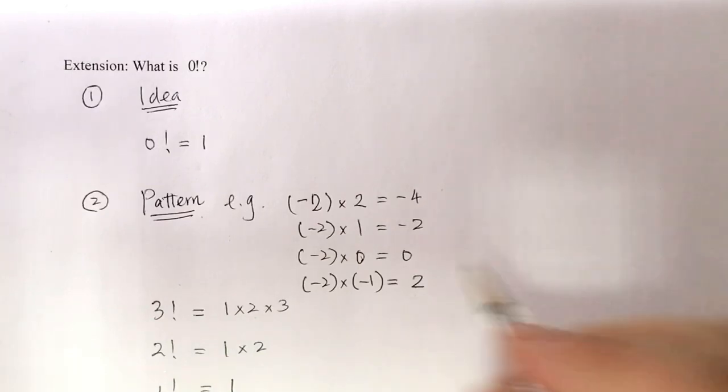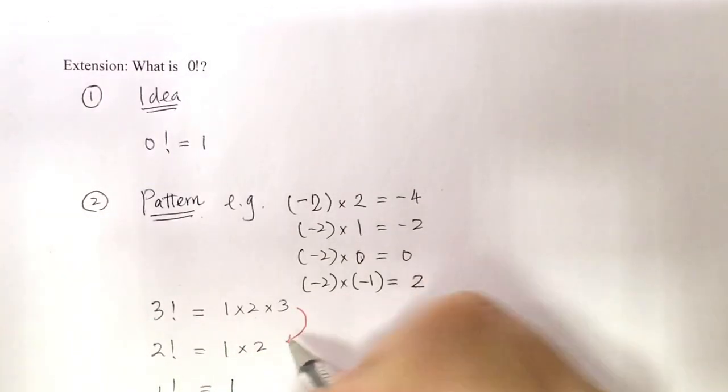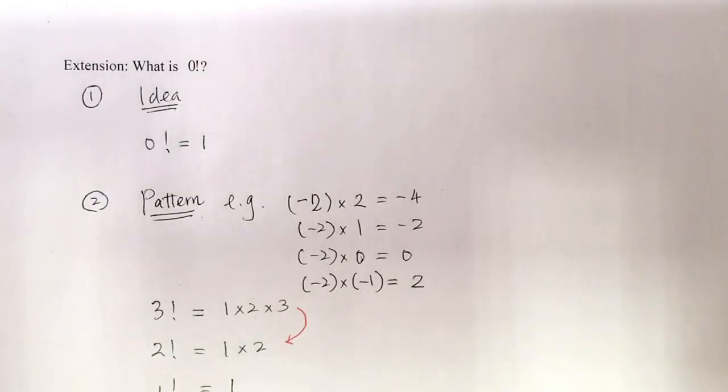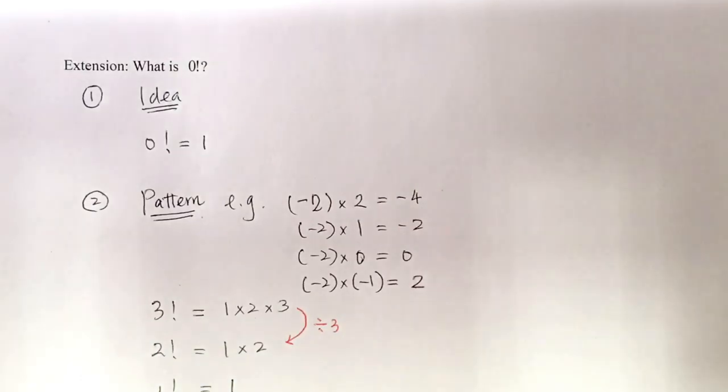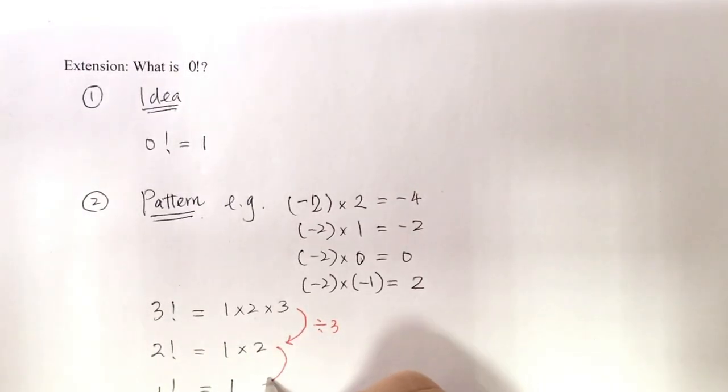To find the pattern, what you can see here is that the 3 is missing. For the missing 3, we can find it by dividing by 3. Similarly, I can take out the 2 by dividing by 2. So, in the end, I can take out 1 by dividing by 1. So, 0 factorial is defined to be 1.